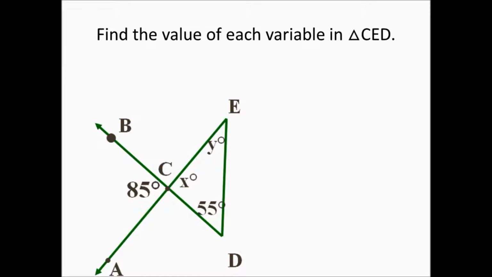Here's another example of the triangle sum theorem. We're asked to find the value of each variable in triangle CED. We know that due to the definition of vertical angles, the angle BCA or ACB is equal to the measure of angle DCE or angle ECD. Therefore, x equals 85.